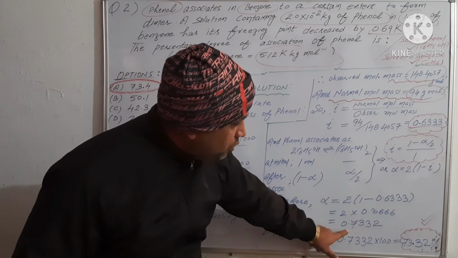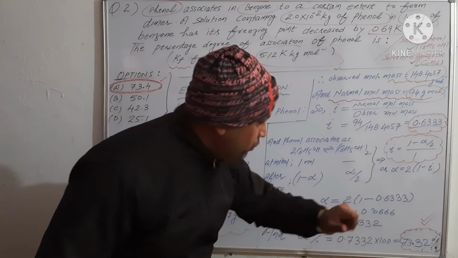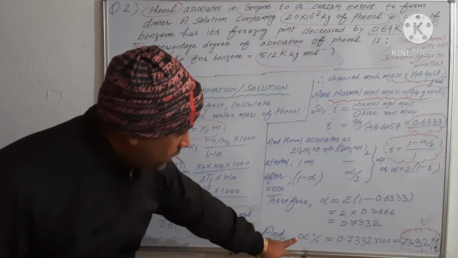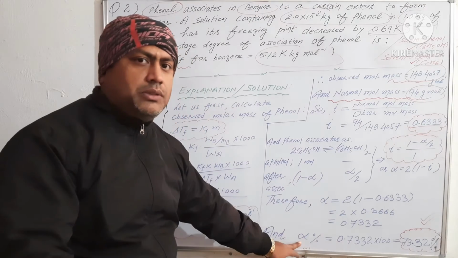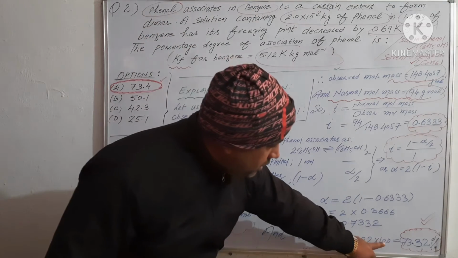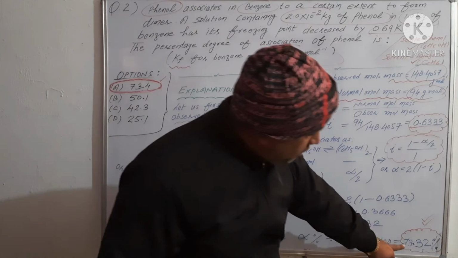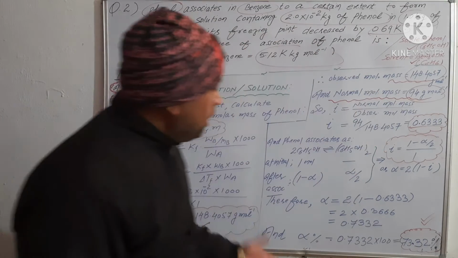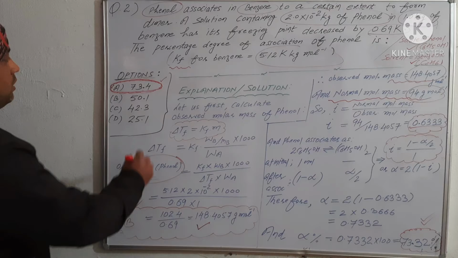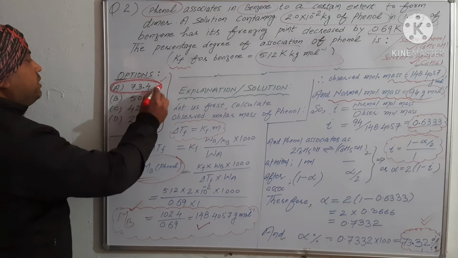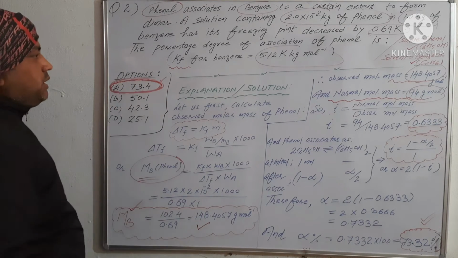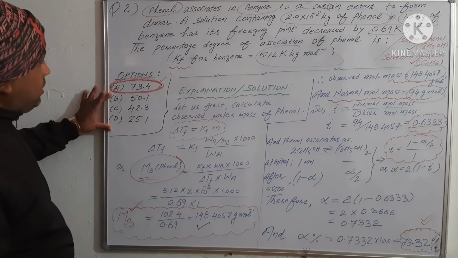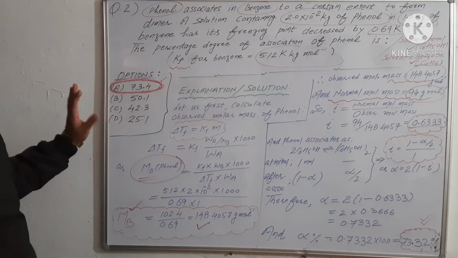we finally find alpha is equal to 0.7332. To calculate the percentage of association, we simply multiply by 100. So this value comes to 73.32%, and that is nearly option A, 73.4. So we can say this is the correct option and the other 3 are not correct.